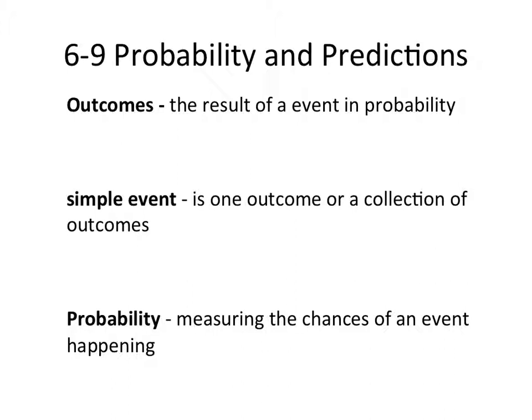Outcomes, the result of an event in probability. Like when a horse comes in in a horse race, or when you flip a coin and the answer is tails. That's the outcome. A simple event is one outcome, like the flipping of a coin or a horse coming in, or a collection of outcomes, where, like in horse racing, sometimes we bet on the horse coming in first, another coming in second, and another coming in third.